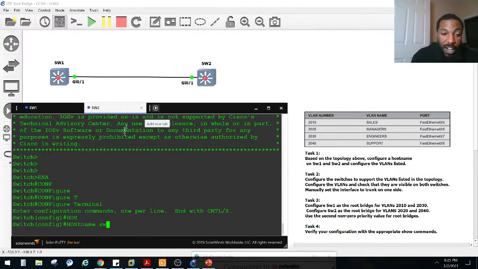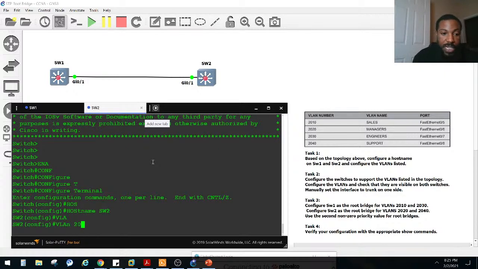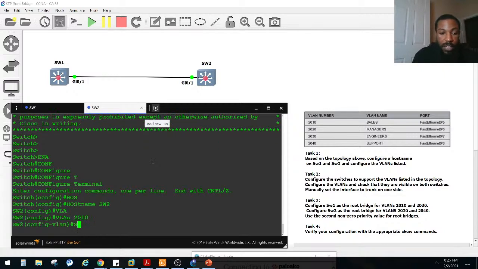So again, we got to do the same thing we did on the other switch. Switch 2, hostname, right? We wanted to create those VLANs. VLAN 2010 is the sales VLAN. Name sales.